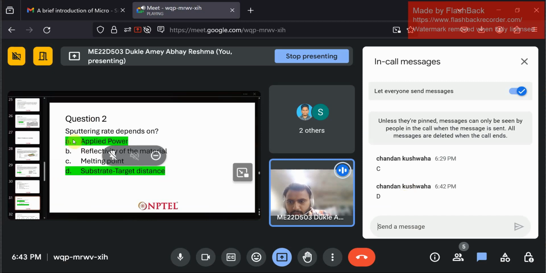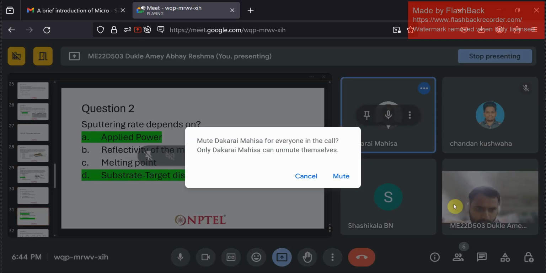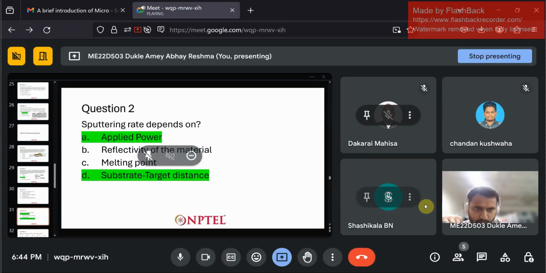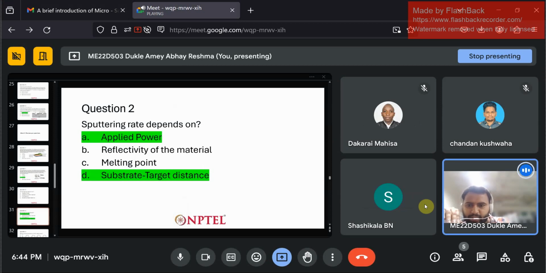So the applied power is an important factor, and the second factor is the substrate target distance. Again, if the substrate is very far away from the target, not all the atoms will reach the substrate. So that will affect the overall sputtering rate from the process.